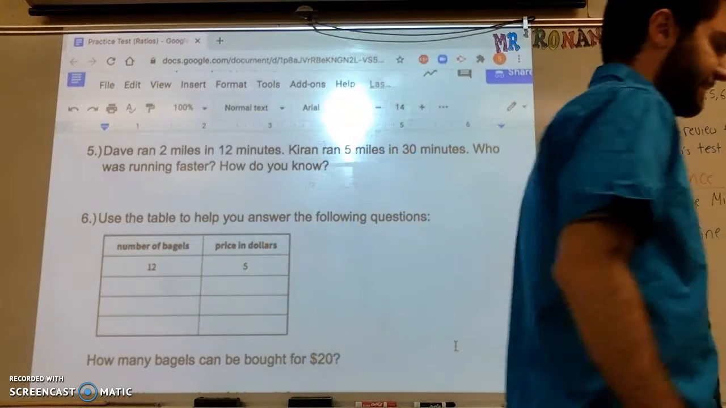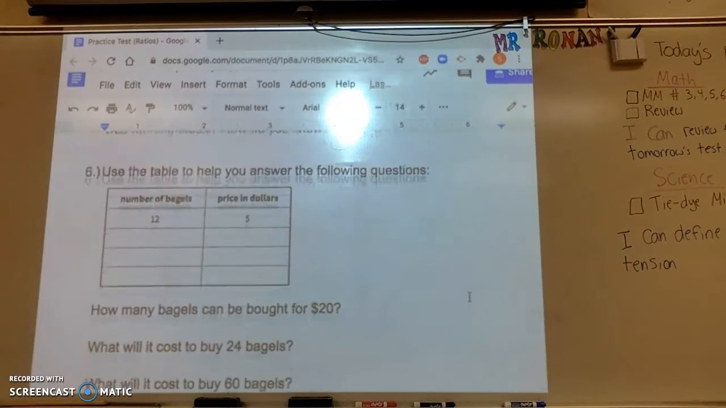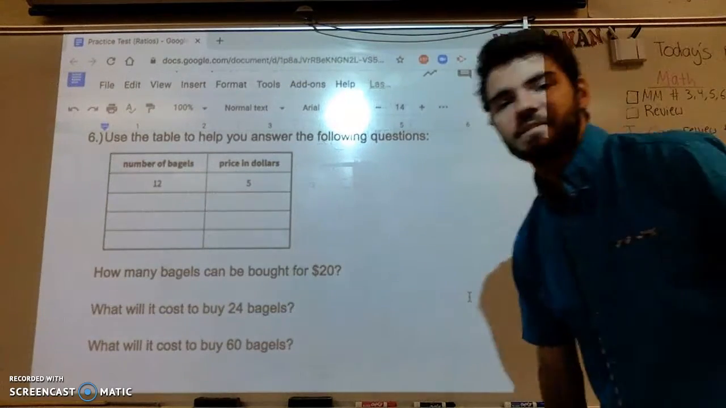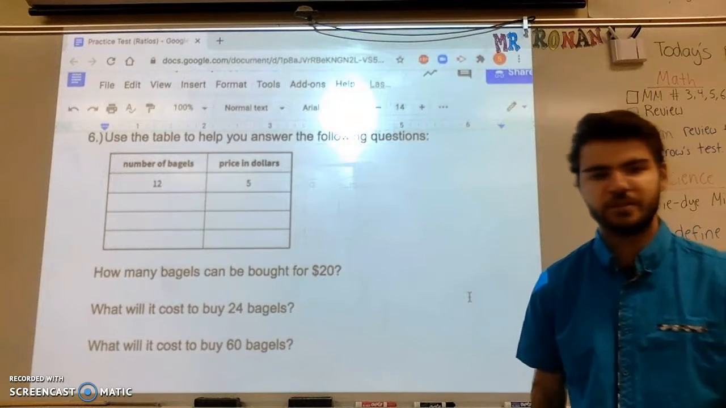Cool. And on the test, that's what I would suggest doing. But again, you can solve it however you feel like solving it. But my thought process, what's easy for me, is to figure out how long it took each of them just to run 1 mile. Go from there.